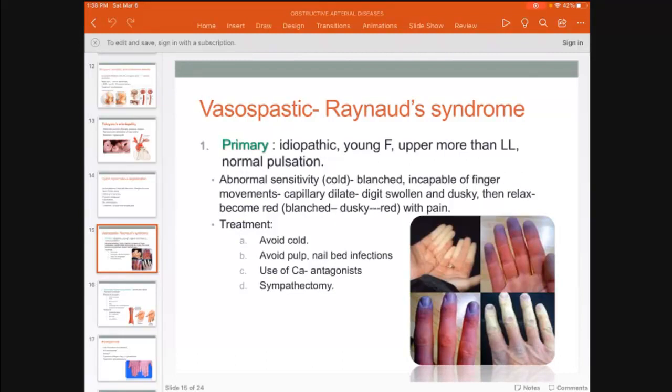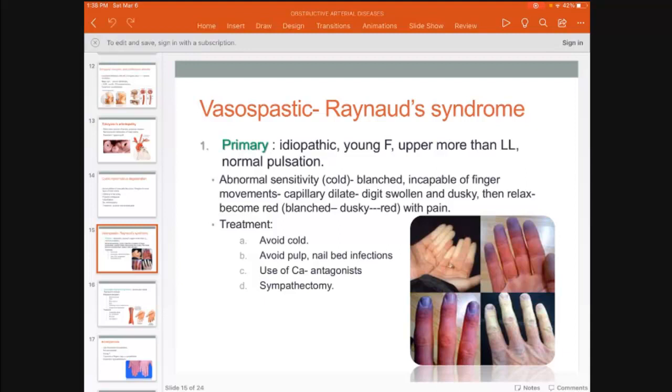The last one is vasospastic Raynaud syndrome. It is a primary, idiopathic Raynaud syndrome. We have primary and secondary syndrome. The primary is idiopathic, without any underlying etiological factor. Till now we don't know the etiology of that one.